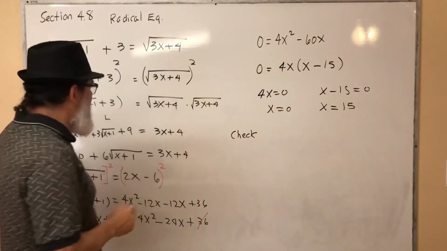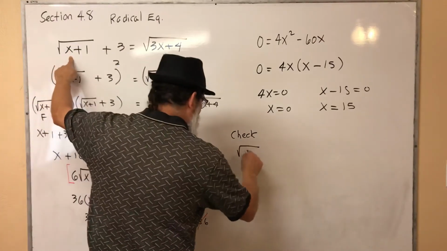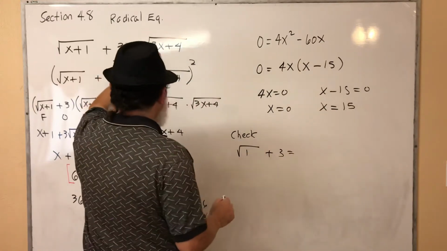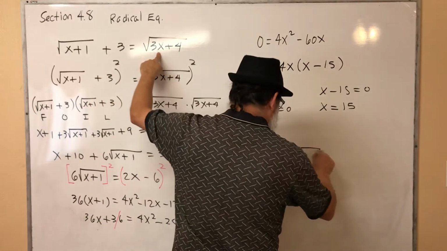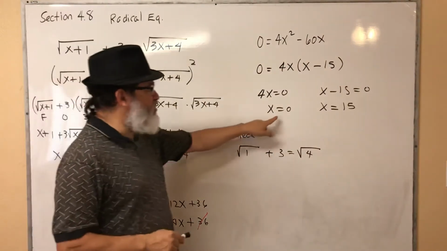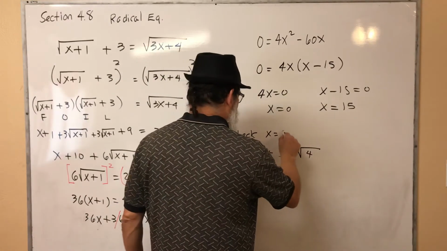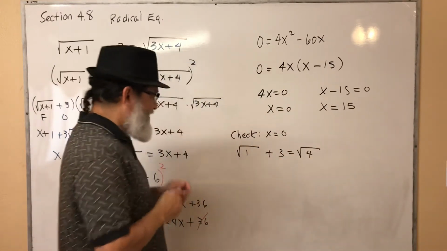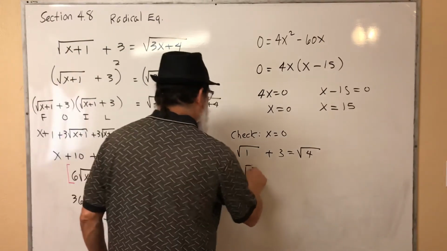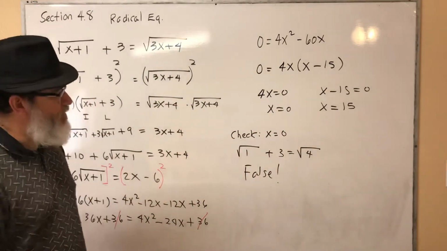Plug in 0 there. Check x equals 0. The square root of 1 plus 3 equals, plug in 0 there, the square root of 4. I'm checking x equals 0. Check. x equals 0. Is that a true statement? False. It's not a true statement.